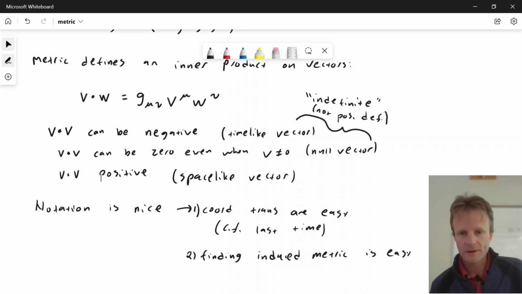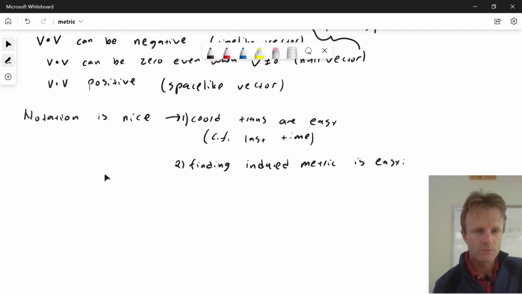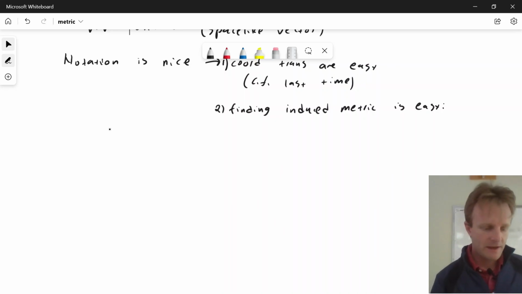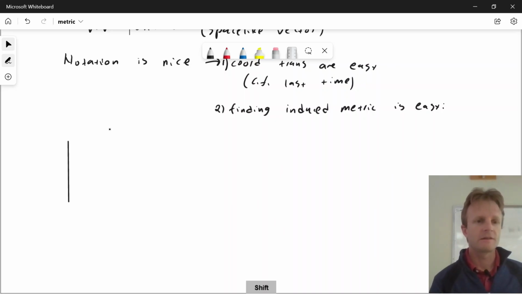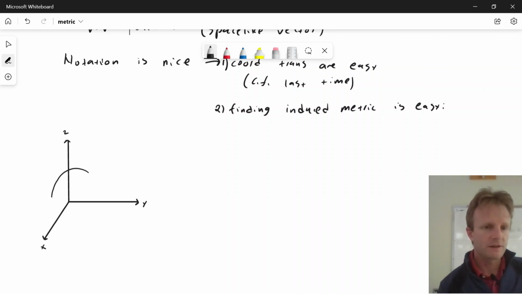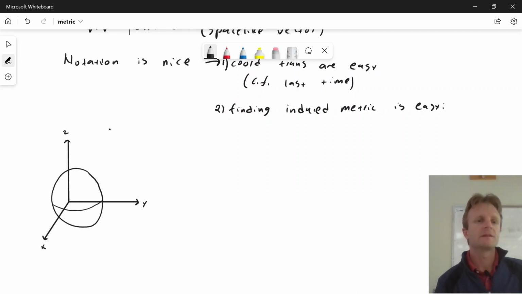Let me explain what's meant by that. Let's do it via an example with the sphere. Suppose I'm in Euclidean space. Let's do a Euclidean metric, not worry about time. So we've got x, y, and z. And suppose we have a sphere, centered at the origin. We'll define the sphere as an embedded surface in Euclidean space.